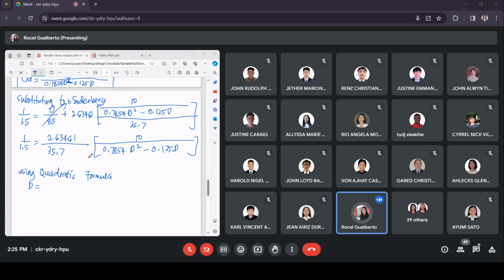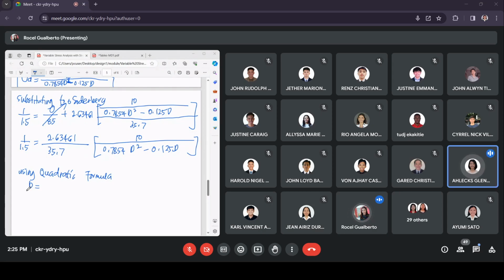You simply simplify this. You divide this, then transpose to the other side. What remains on the right side of the equation would be 10 over 0.785 d squared minus this. Then you simply cross multiply to obtain the quadratic equation. You identify which is A, which is B, which is C from the quadratic equation, and then using the quadratic formula, you'll obtain the diameter.